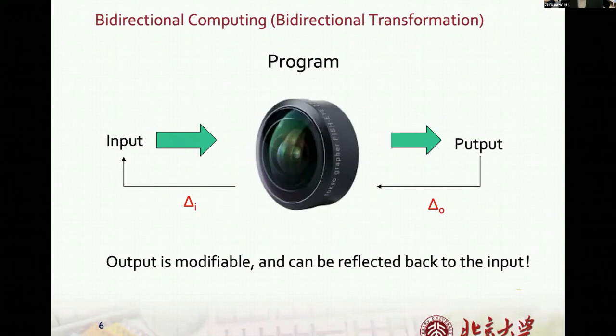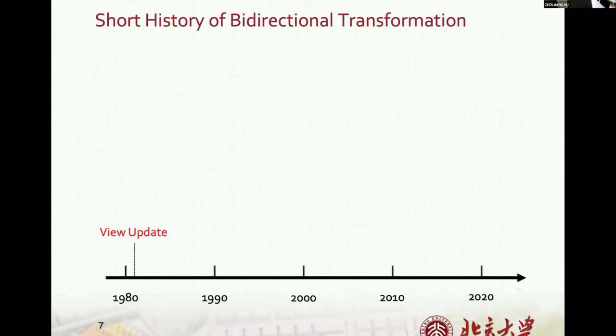So in the rest of the talk, bidirectional computing and bidirectional transformation will be used interchangeably, with almost the same meaning. Okay. So I would like to talk about a short history of bidirectional transformation. Bidirectional transformation actually is not that new. It can date back to the 1980s, where in the database community we had what is called the view update problem.